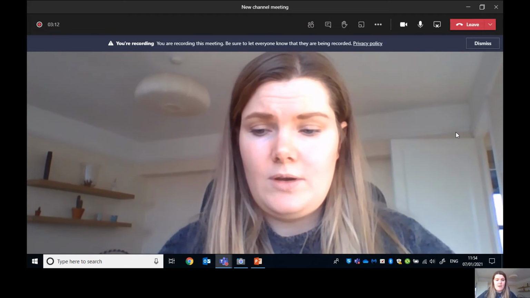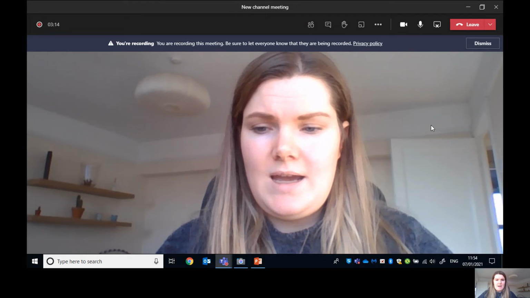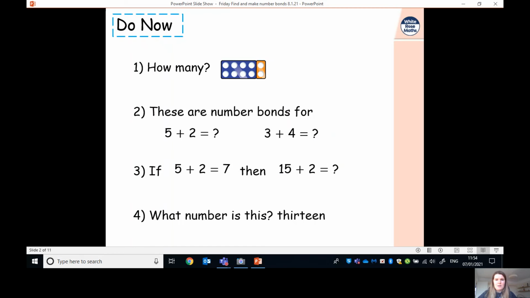So for our lesson today, we are going to be finding and making the number bonds to 20. Okay, I'm going to share my screen with you and let's see if we can recap our learning so far. Can you tell me how many is this number? Remember adding the two numbers together. I want to look at my number bonds. 5 plus 2 is what? And 3 plus 4 is? What number bonds do they make?